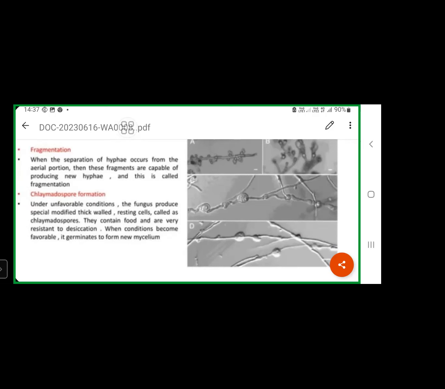Next, what is the third method of vegetative reproduction? That is called oidia formation. In some fungal members, cells of the mycelium divide and form round-shaped structures. How are these formed? The cells of the mycelium divide and develop into round-shaped cells. These cells are developed in a series. That kind of structure is called oidia.